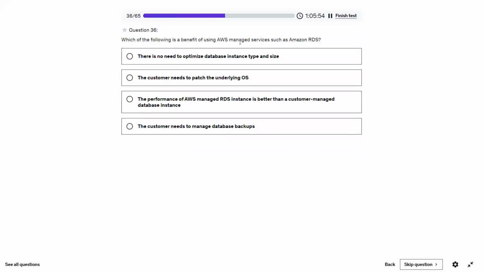Which of the following is a benefit of an AWS managed service such as Amazon RDS? So what is the benefit of Amazon RDS? There is no need to optimize the database instance type. Totally wrong, there is a need to optimize. Whenever we are creating a database, we can mention whatever we need. The customer needs to patch. Totally wrong. The performance of AWS managed RDS is better. Yes. The customer needs to manage database backup. No, it's automatic.